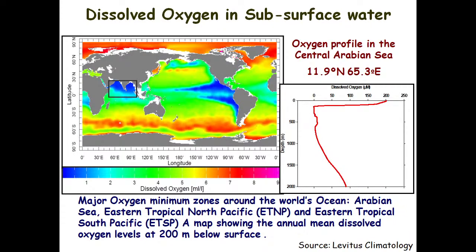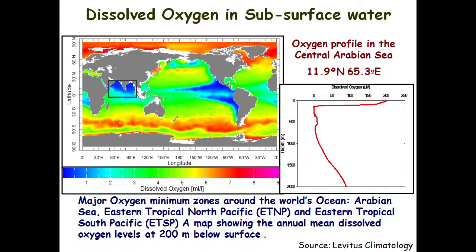If you look at the oxygen distribution over the world, there are zones where this oxygen minimum zone is quite prominent, for example in the Peru-Chile coast, in the North Pacific and South Pacific, and one of the biggest oxygen minimum zones is in the Indian Ocean, where in the Arabian Sea and the Bay of Bengal both, the subsurface layer has low oxygen.